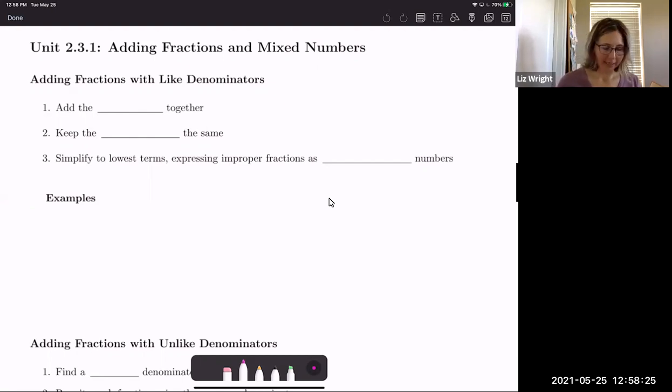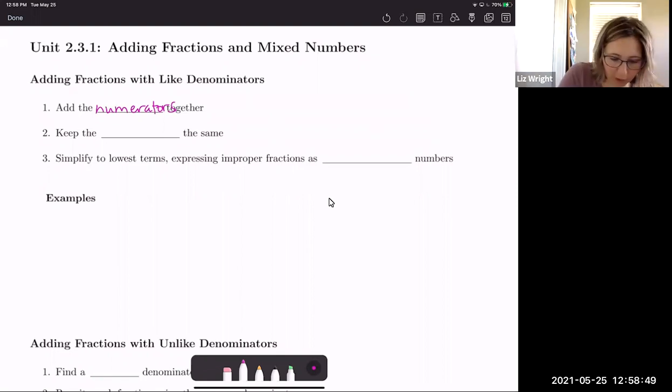In that case, what we do when we have denominators that are the same, we just add the numerators together. So we are going to add the numerators together and we keep the denominators the same. Sometimes I've seen students try to add the denominators as well, but we don't do that. We keep the denominators the same and we only add the numerators.